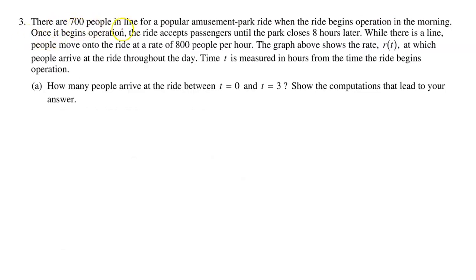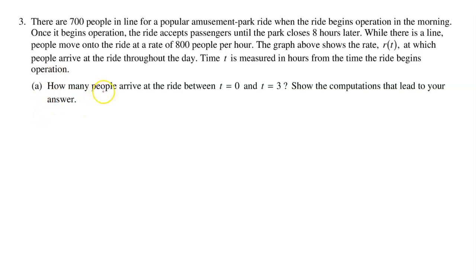There are 700 people in line for a popular amusement park ride when the ride begins operation in the morning. Once it begins operation, the ride accepts passengers until the park closes 8 hours later. While there is a line, people move onto the ride at a rate of 800 people per hour. The graph above shows the rate, R of t, at which people arrive at the ride throughout the day. Time t is measured in hours from the time the ride begins operation.